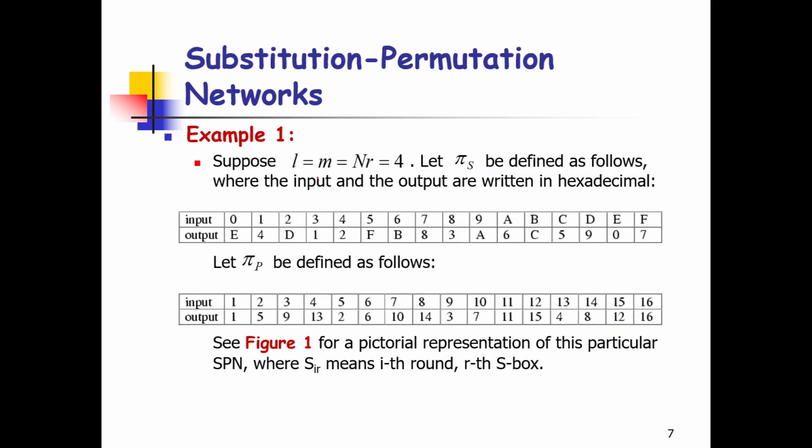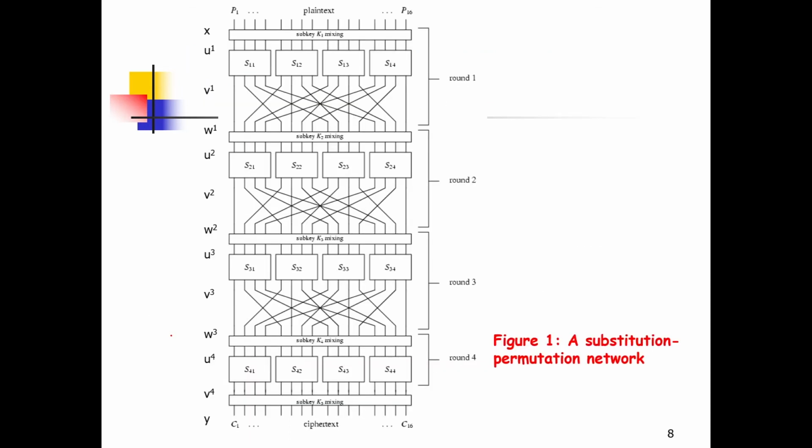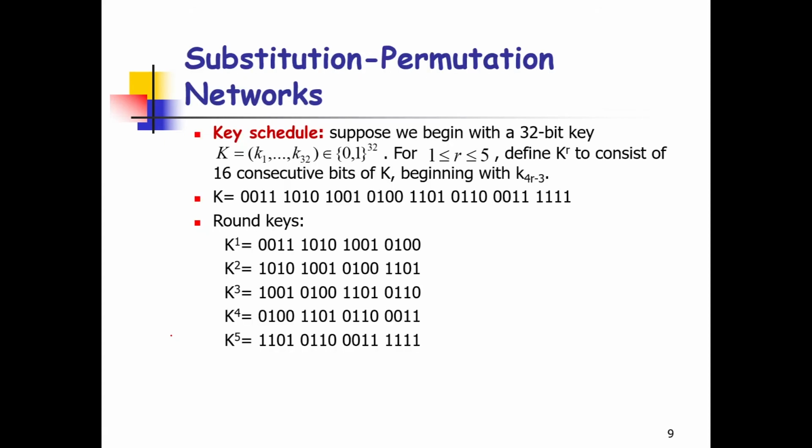Say now let l, m and r equal 4. So this means the number of possibilities will be 2 to the power 4, that is 16. So our pi s permutation will be like this and our pi p permutation will be like this. I will explain this later, but first of all we see the key scheduling.